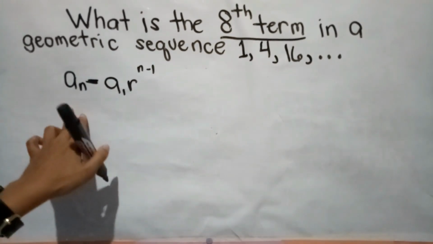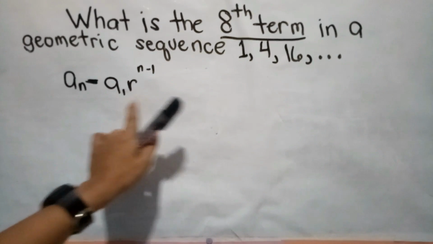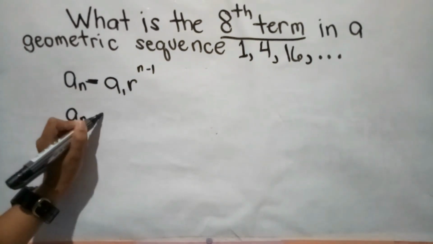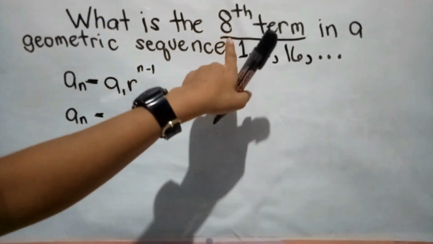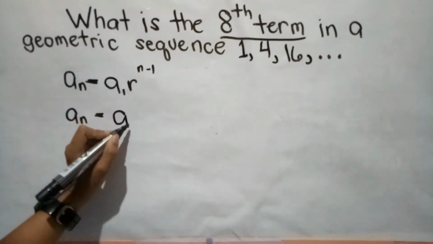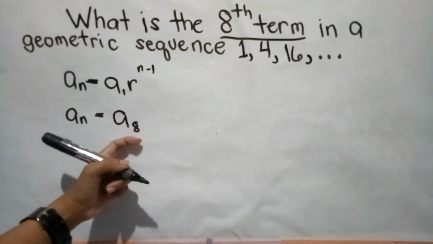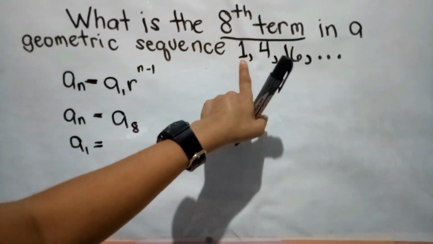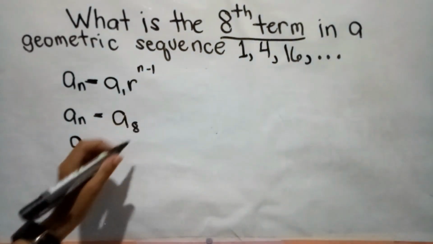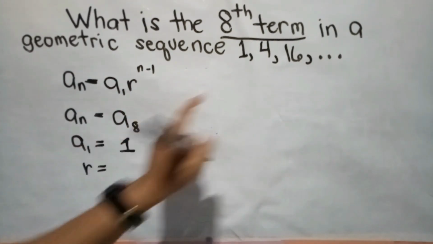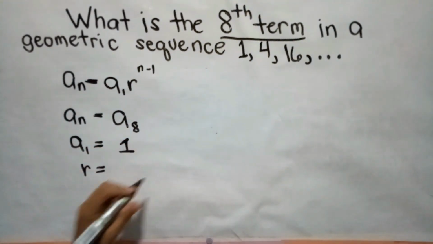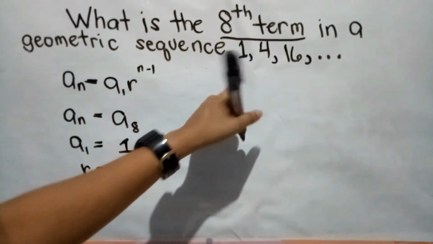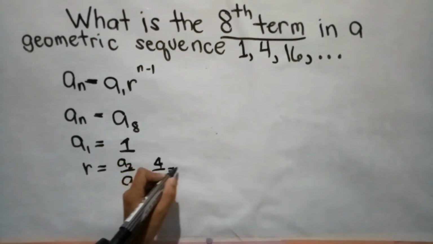Okay, so let's use the formula. Let's give the necessary values so we can substitute them later. So a sub n is equal to how many terms? We have 8, so our n is equal to 8 terms, since we are looking for the 8th term. Next, a sub 1 is equal to 1. A sub 1, a sub 2, a sub 3. So we have 1. R is equal to a sub 2 divided by a sub 1, so we have 4 divided by 1, and that is equal to 4.